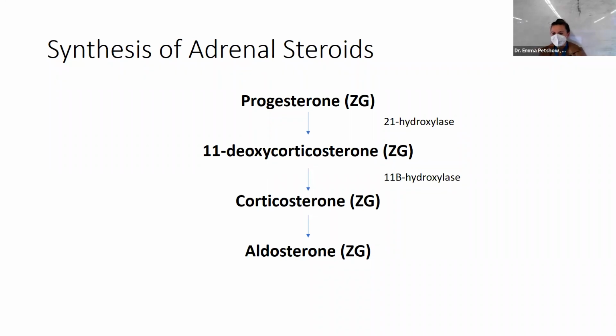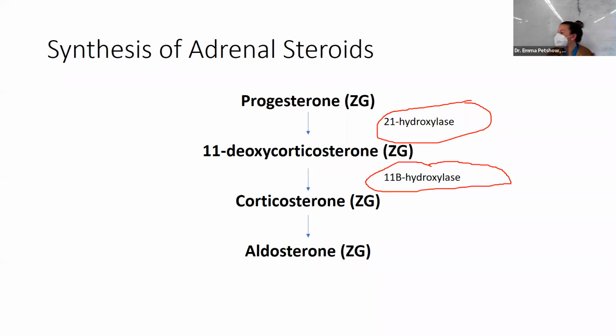Two more. So I'll take note on this page here. I'm going to just point out two enzymes that we're going to talk about here shortly. So between progesterone and deoxycorticosterone, you see that we have our 21-hydroxylase enzyme here. And then between 11-deoxycorticosterone and corticosterone, we have our 11-beta hydroxylase. So we will talk about both of these deficiencies here next. But 21-hydroxylase is what we'll hit on first.